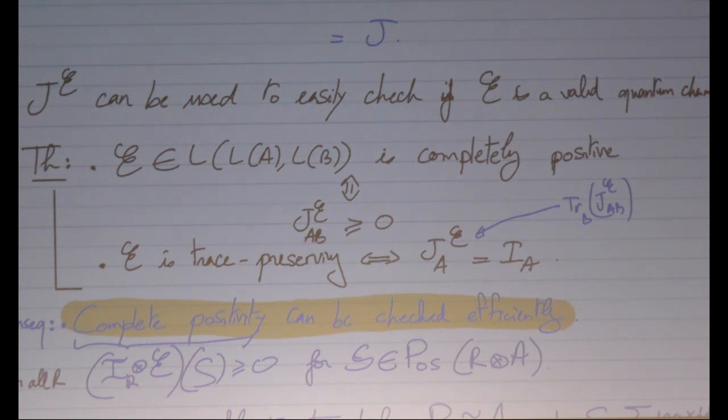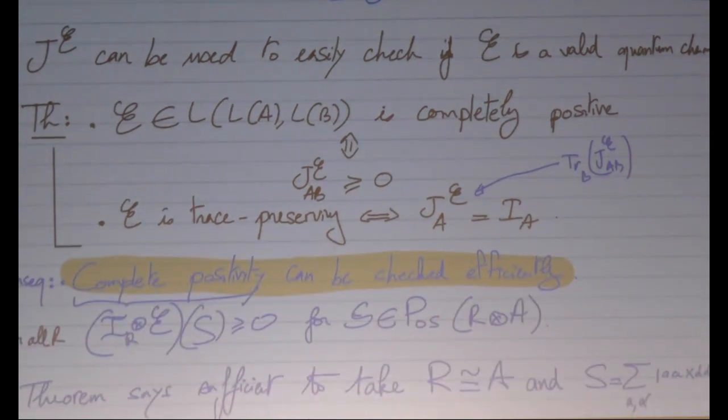You just have to check that the operator is positive. And this is an important thing. It says that not only can checking whether a channel is a quantum channel be done efficiently, you can even optimize a linear function, let's say, on the set of all possible quantum channels efficiently. So this is an important property here.